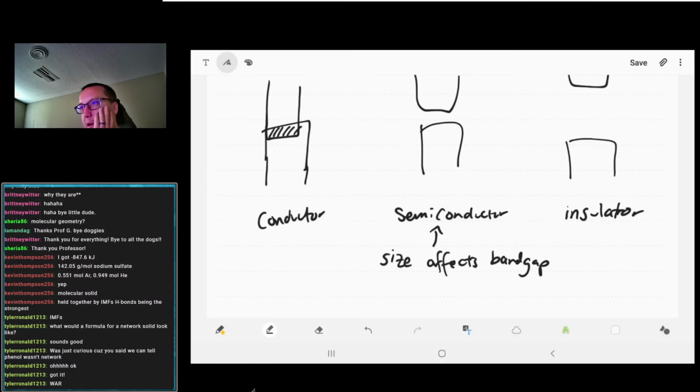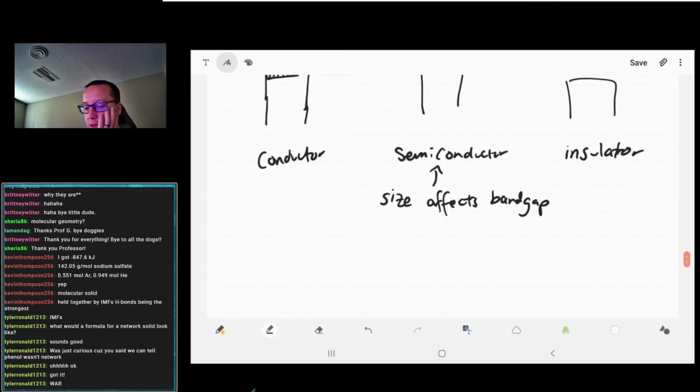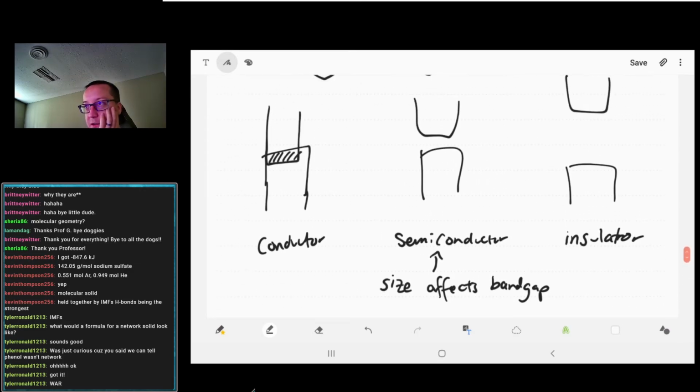Yeah. Okay, so there's our band theory. Remember that these bands are just giant MO diagrams, because there's so many atoms and molecules in here that they just start overlapping. So, yeah.